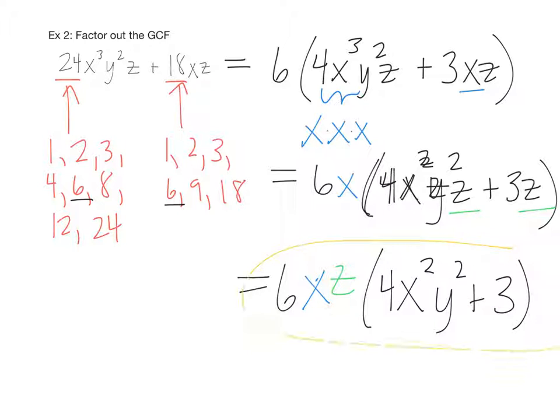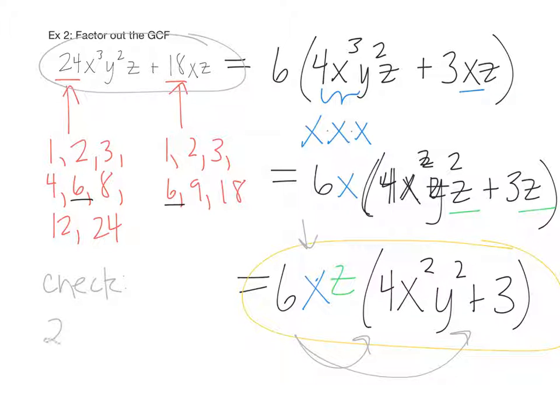This is our factored form once we take out the GCF of both terms. We could also go ahead and check our answer through distribution to make sure our final factored form matches our original expression. So if I multiply this 6xz to both terms, I end up getting 24x to the third, y to the second, z, plus 18xz, which does match our given expression.